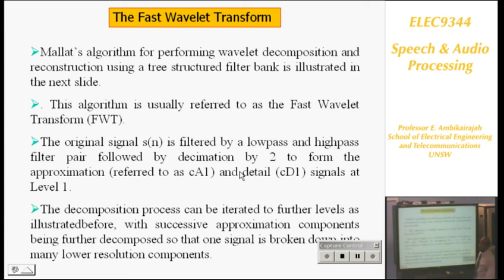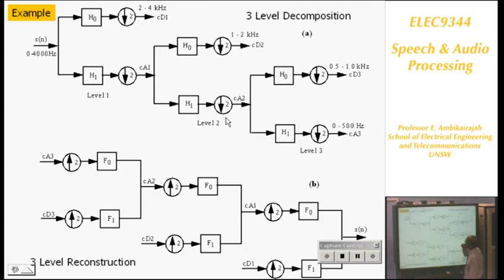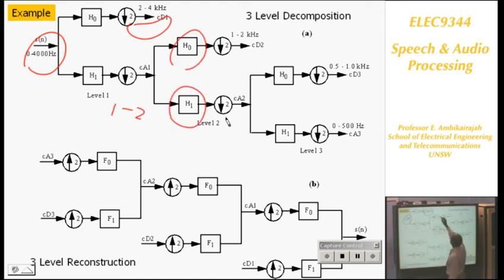So what is the fast wavelet transform? The next page shows you. This is what it is. For an example, I show you using a quadrature mirror filter. Start with 0 to 4 kilohertz. You get 2 to 4 kilohertz. You stop there. You take the low frequency one, 0 to 2, and you decompose them further using high pass filters, and you get 1 to 2 kilohertz there, and you decompose them further. You get 0.5 to 1, 0 to 500.